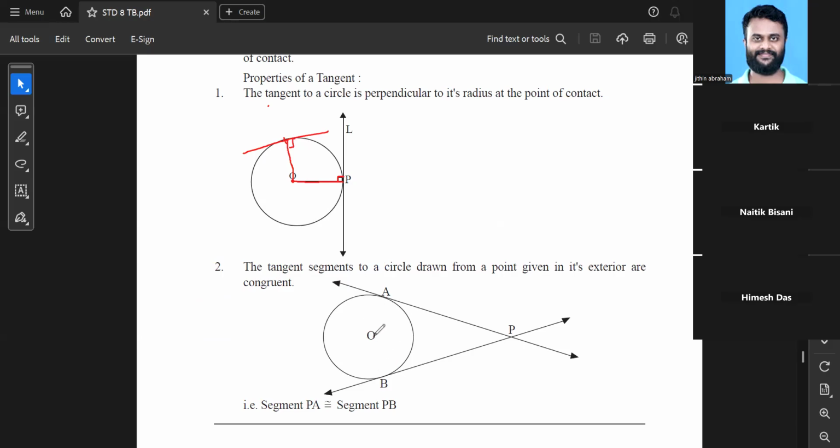Now this is the second image. I'm just showing the example. This is the center. This is the point of contact. If I'm drawing a radius over here, and obviously this is the tangent because it is touching the circle at only one point, hence this angle will be 90. Similarly, if I'm drawing a radius over here, this is also a tangent because it is touching the circle at only one point. Hence, this angle is also 90. So far, so clear.